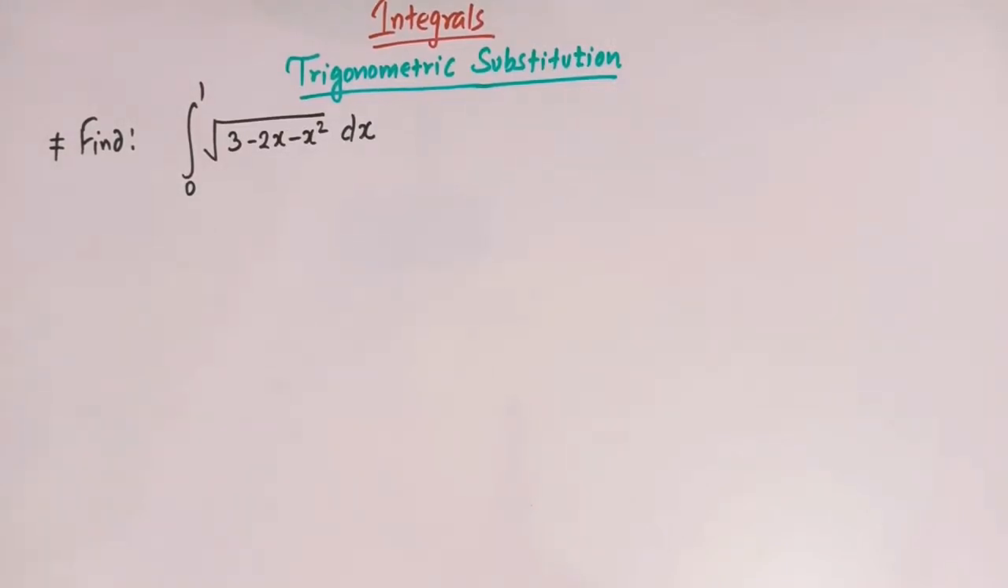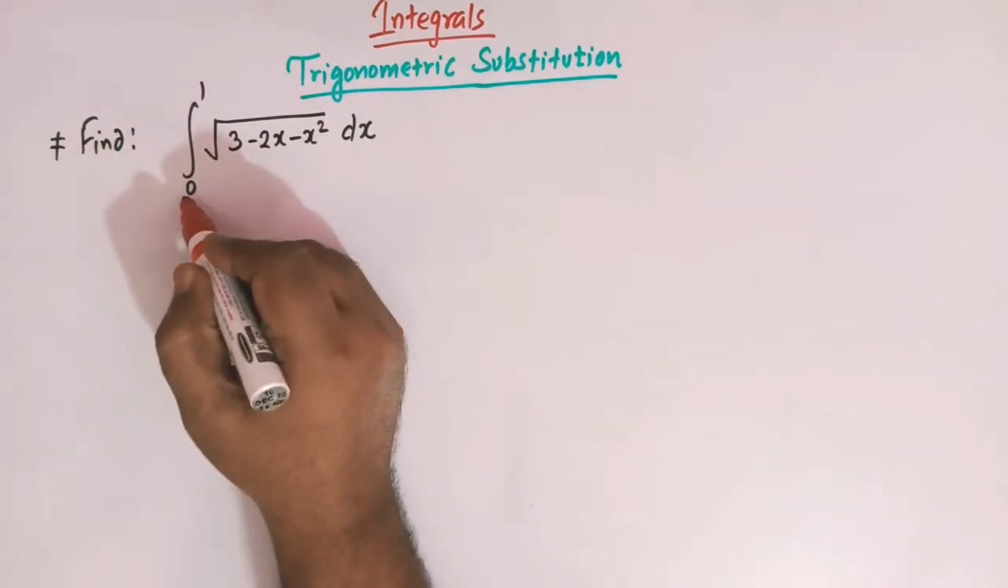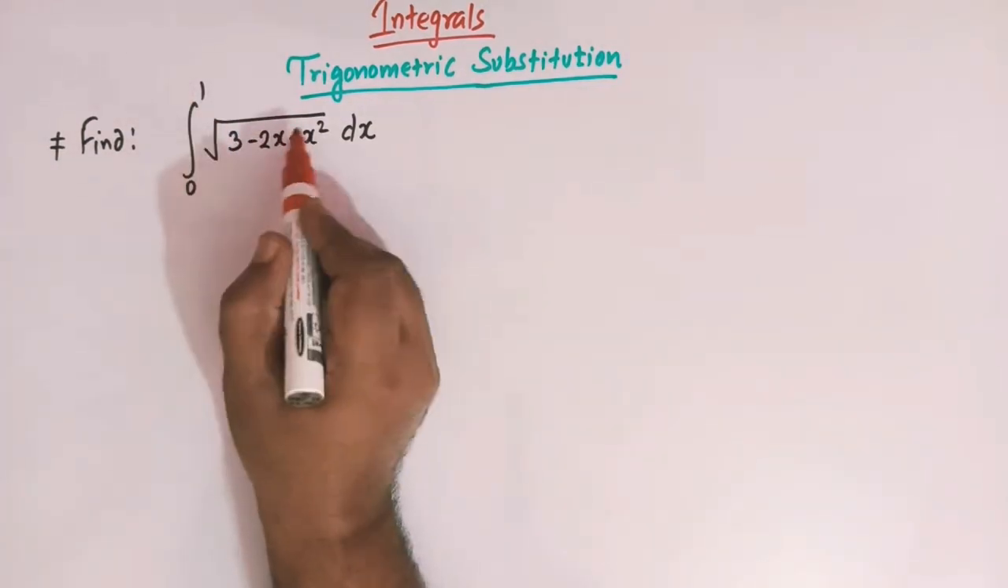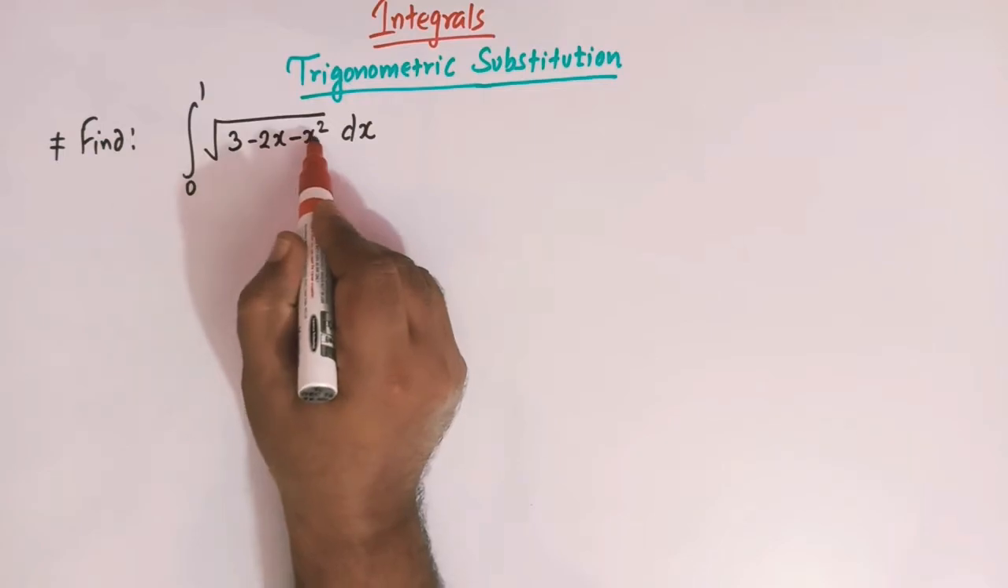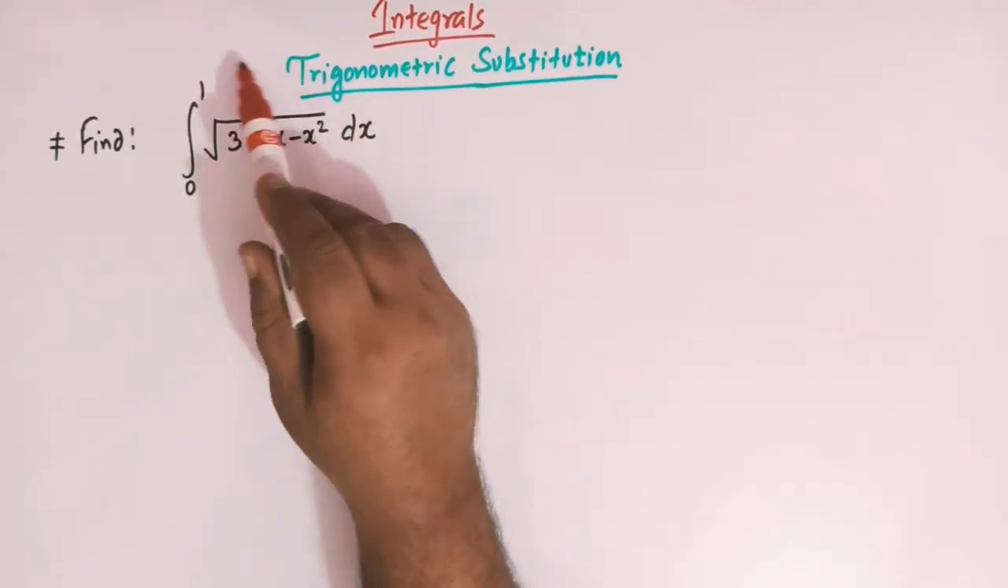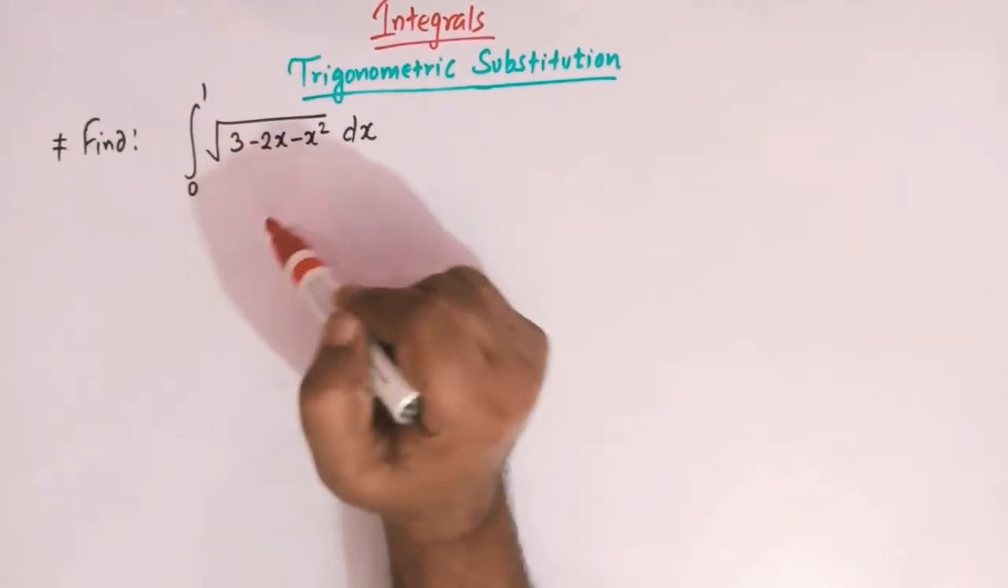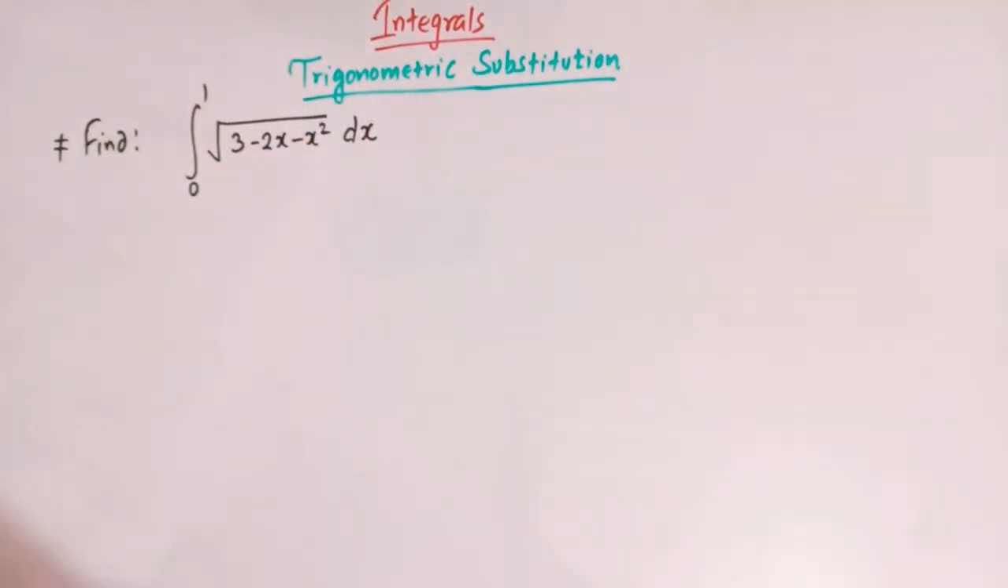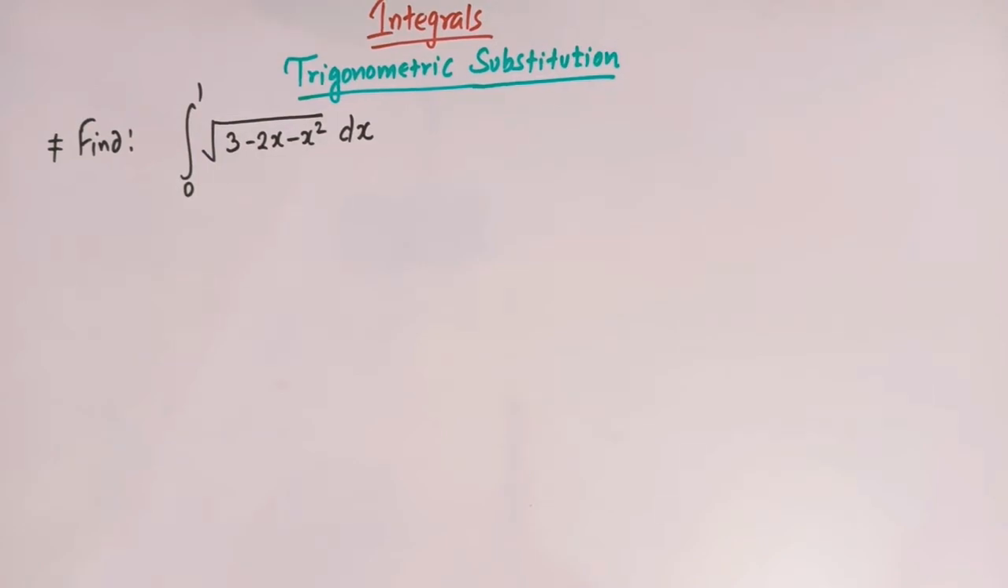Hello viewers, in today's class we are going to solve one important definite integral, and here we have this integral from 0 to 1 of the square root of 3 minus 2x minus x square, right? So here we are going to solve this integral by making use of trigonometric substitution, right?